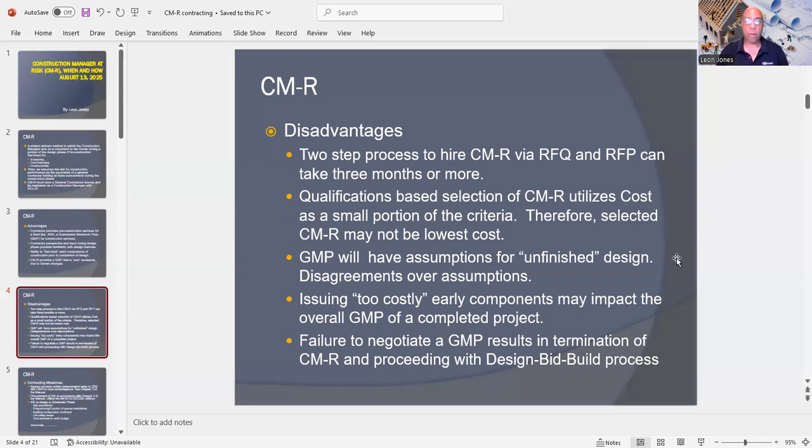Now, the guaranteed maximum price will have assumptions for unfinished design, where you're going to have disagreements over assumptions. Now, issuing too costly early components may impact the overall GMP, which is a guaranteed maximum price of a completed project. Now, failure to negotiate a guaranteed maximum price results in termination of the construction manager at risk, and it's going to proceed with a design bid build process.